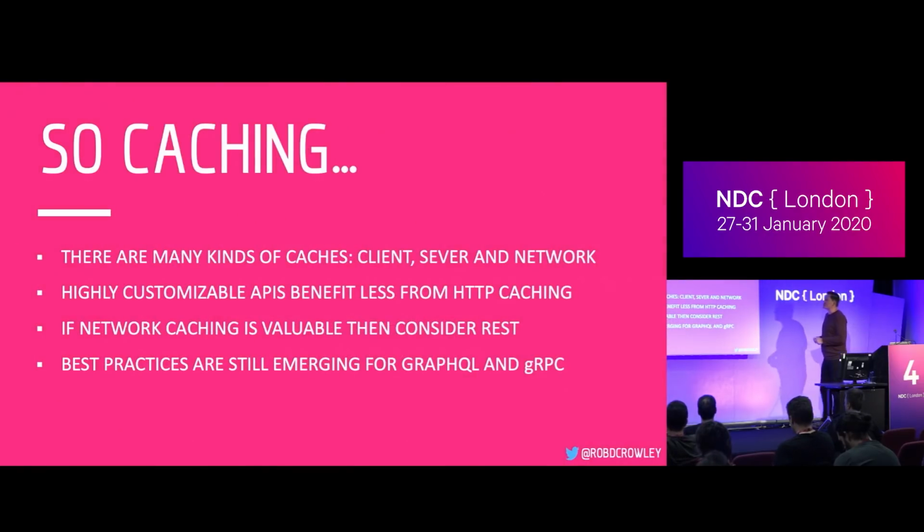So the takeaways around caching is that there are many different types of caching, and they apply to different scenarios. So highly customizable APIs where the clients are afforded a huge amount of flexibility in the data they request, they benefit less. If network caching is valuable to you, then absolutely looking at a RESTful API could be a really good choice, because you will be able to get data more easily to the edge. And best practices are absolutely still emerging for GraphQL and gRPC in this space. As I mentioned before, the communities are still relatively immature in comparison to REST, so there's still quite a lot of bike shedding that happens in the area.